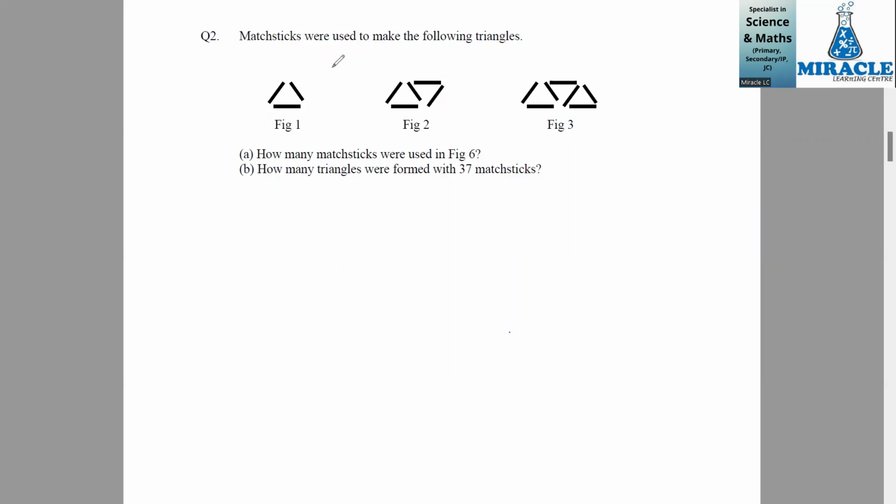So let's write the total number of matchsticks per figure. For figure 1, we have 3 matchsticks. Figure 2, we have 5 matchsticks. And figure 3, we have 7 matchsticks. Okay, so we notice that every time the figure number increases, there are 2 sticks being added to the right-hand side. So at first we have this. Then for the next figure, we add 2 more. And for the next figure, we add 2 more. So there's always an addition of 2 as the figure number increases.